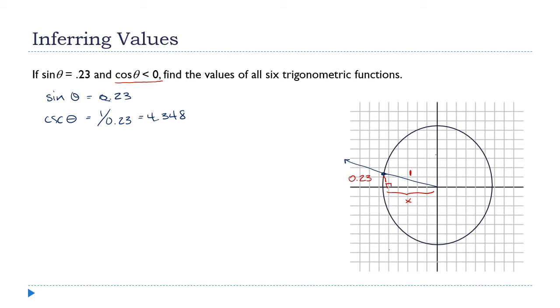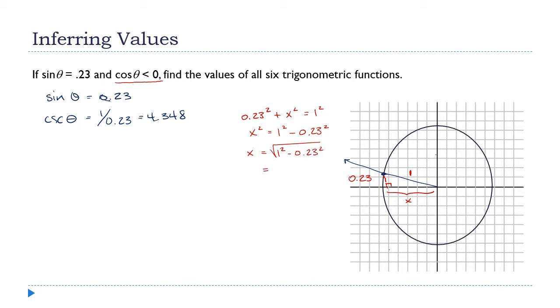So I can apply the Pythagorean Theorem. 0.23 squared plus x squared equals 1 squared. So let's move the 0.23 squared over. x squared equals 1 squared minus 0.23 squared. And then take the square root of both sides. x is the square root of 1 squared minus 0.23 squared.